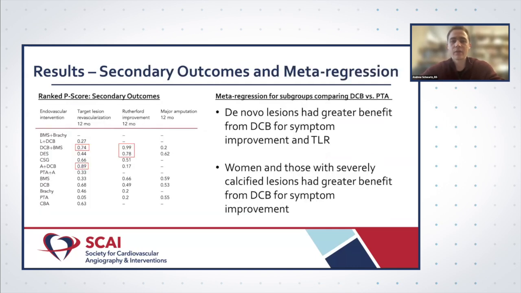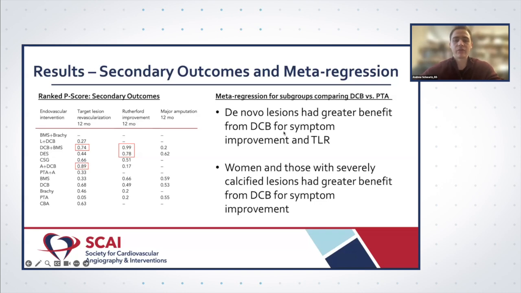For our secondary outcomes and the results of the meta-regression, for 12-month target lesion revascularization, we found that drug-coated balloons plus bare metal stenting and atherectomy plus drug-coated balloons were ranked highly. For improvement in Rutherford category, drug-coated balloon plus bare metal stenting and drug-eluting stents were ranked highly. And for 12-month major amputation, this was limited by the amount of studies that were contributing to the network, but drug-eluting stents were ranked highly.